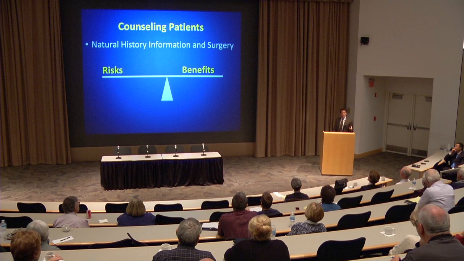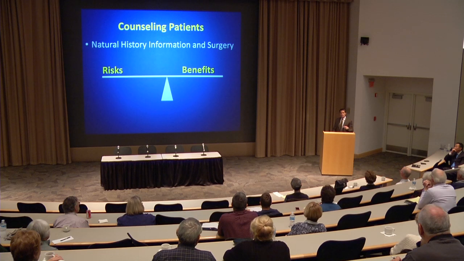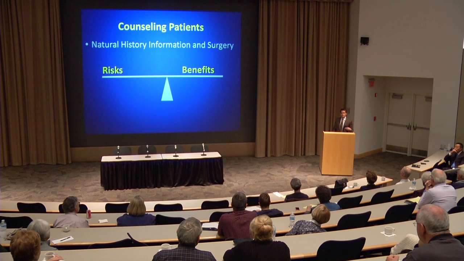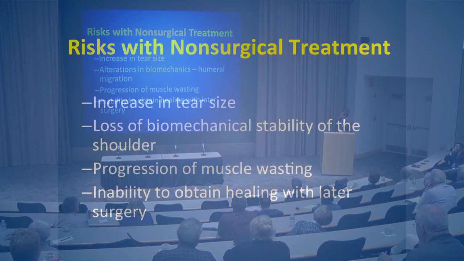So usually when you see a surgeon, you have a discussion about the risks and benefits of surgery, right? But given the progressive nature of rotator cuff disease, you should also have a discussion about the risks and benefits of not operating. So if you flip the coin, there are actually risks and benefits of not operating that might be greater than going in and fixing the problem.